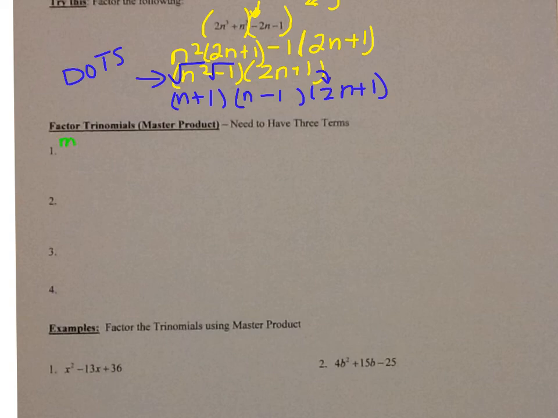So you're going to multiply the first term and the last term, so multiply the first term and the last term, and then you're going to put that number with its sign and everything, whether it's a positive or a negative, above the last term.